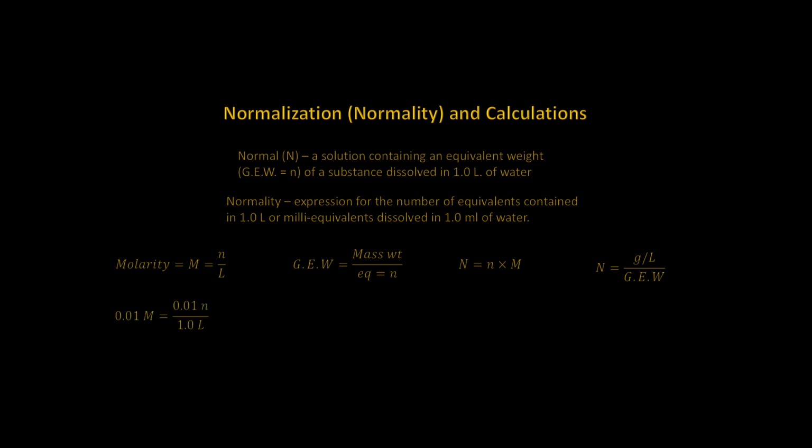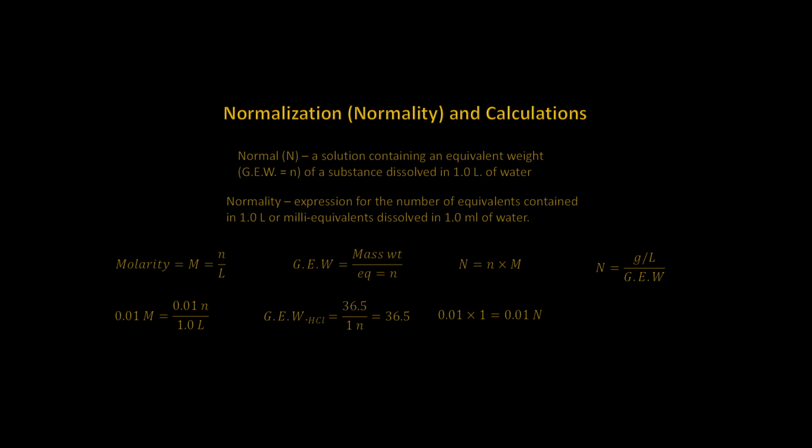An example: the molarity of 0.01 molar hydrochloric acid in 1 liter of water is 0.01 moles. The molecular or mass weight of hydrochloric acid is 36.5 grams per mole. The equivalence of hydrochloric acid is 1 equivalent, or 1N. Therefore, the gram equivalent weight is 36.5 grams. Normality is equal to the molarity of a species multiplied by the number of equivalences. Now this equates to 0.01 normal hydrochloric acid.